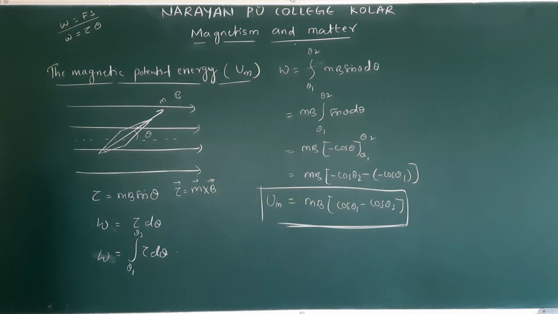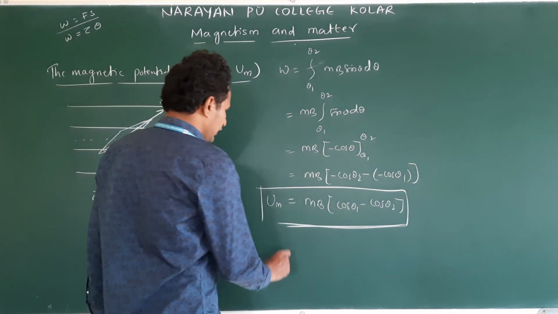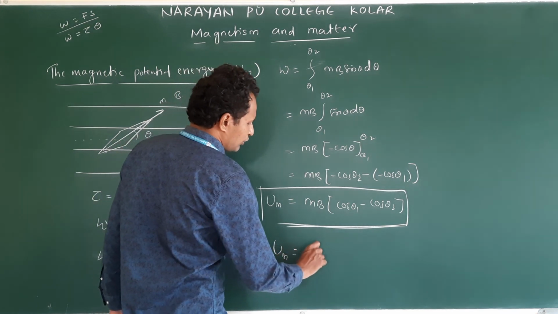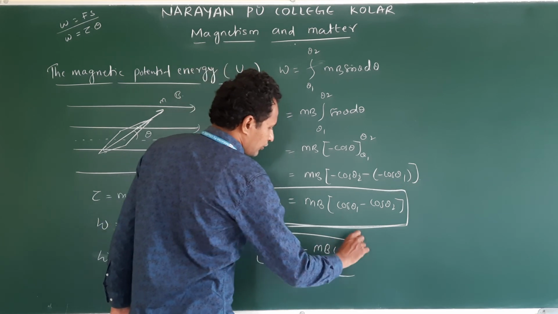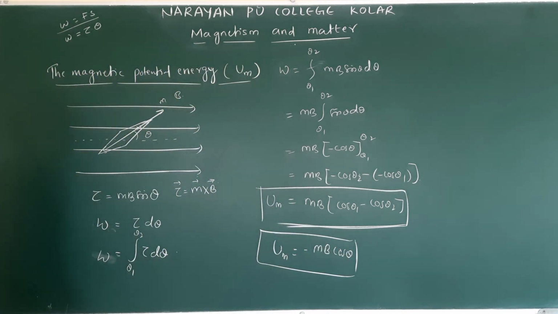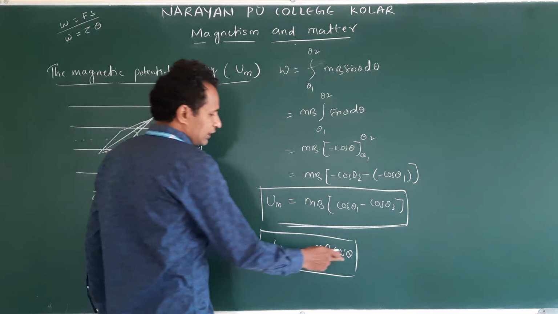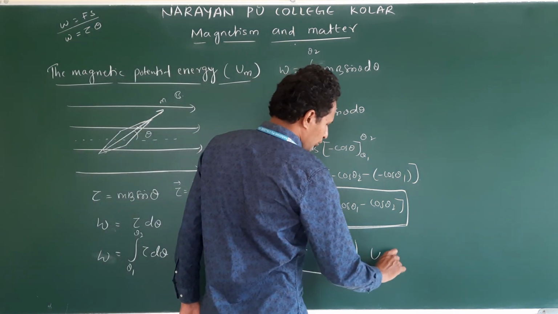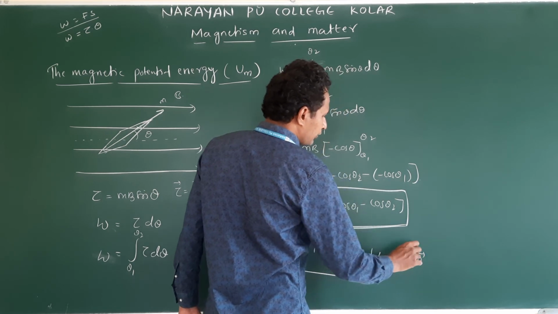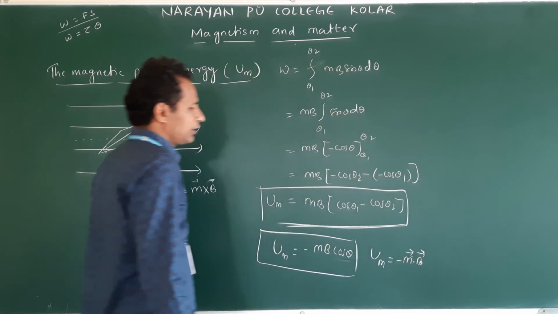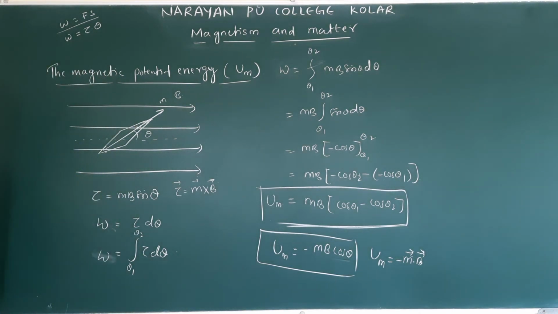If they ask at a particular angle, then what would be the work done? In that case, U is equal to minus mB cos theta. Clear? So based on the question, we will select the formula. You can also write it as a dot product. Cos theta is there, so it is a dot product. U is equal to minus m dot B. So this is the potential energy of a magnetic dipole.